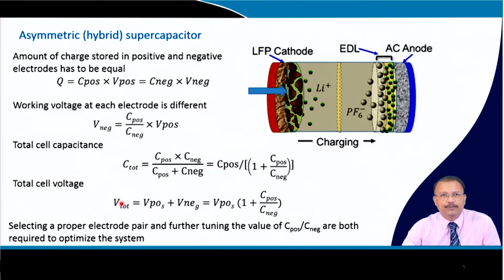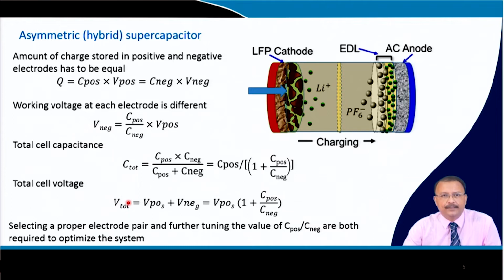So, the total cell voltage will be voltage positive plus voltage negative. Please remember this positive and negative, sometimes it is a little bit disturbed, I do not know why it happened, but pos means positive, which will be subscript, and neg means negative, which will be subscript, and tot means total. So, please take this into consideration.